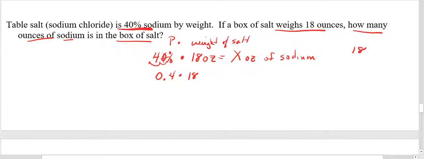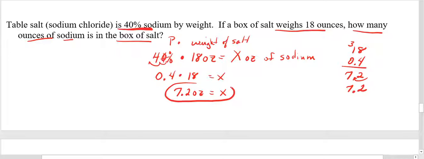And once again, I should be able to do this in my head. Forgive me. 4 times 8 is 32. Carry my 1. 4 times 1 is 4, and 3 is 7. I have one decimal place, so I have 7.2. So it's going to be 7.2 ounces equals X. So I got 7.2 ounces of sodium.